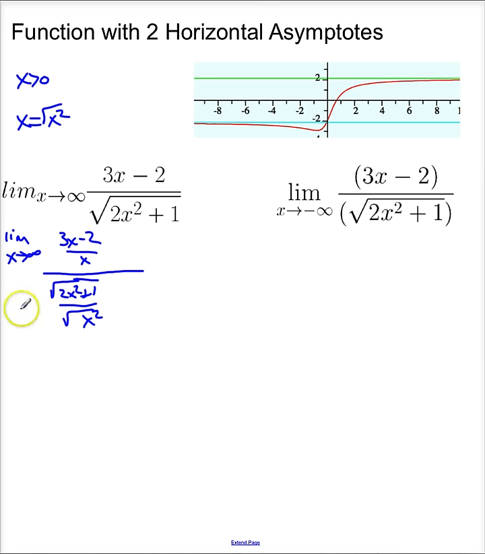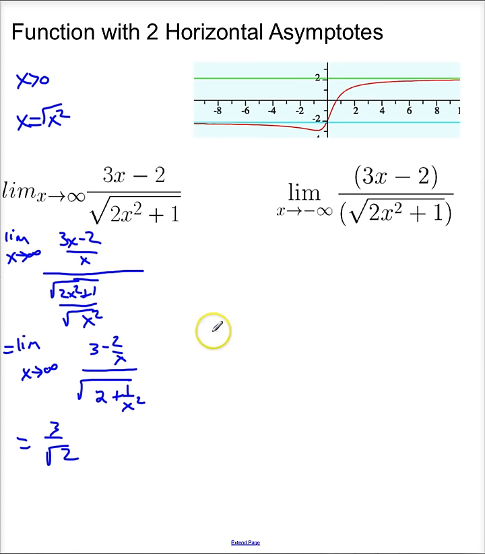So this right here becomes the limit as x approaches infinity of 3 minus 2 over x, divided by, I'm going to bring this whole thing inside the radical, so this becomes the square root of 2 plus 1 over x squared. Now, as I take the limit, I can see this term right here becomes 0, and this term right here becomes 0. So this whole limit is 3 divided by the square root of 2 as x goes to positive infinity.